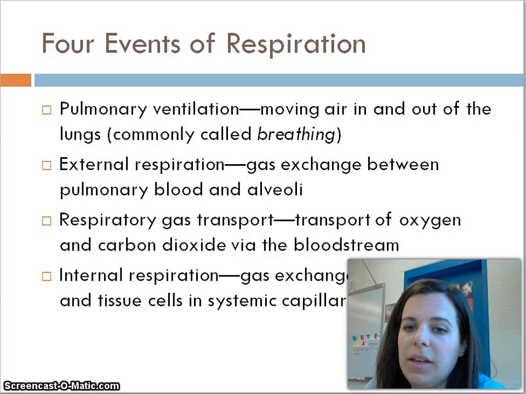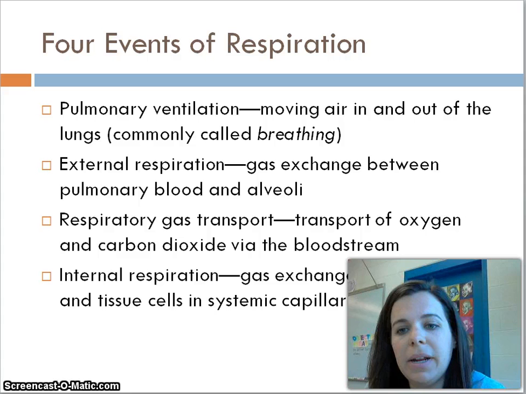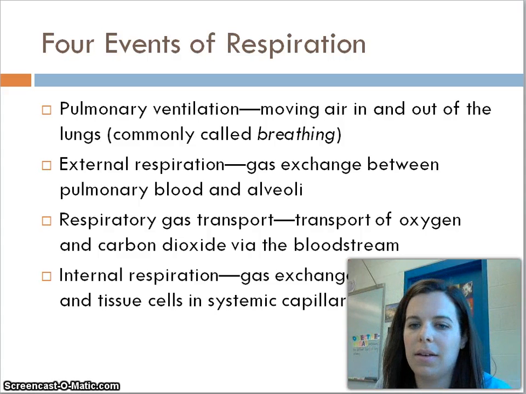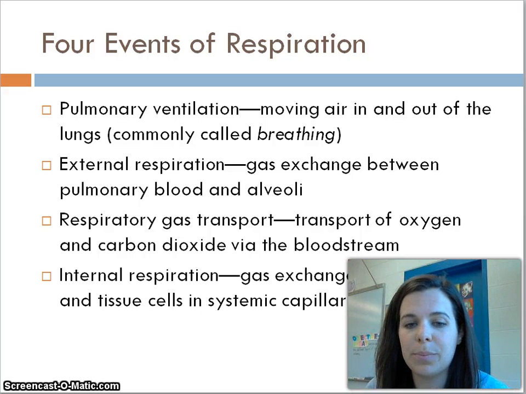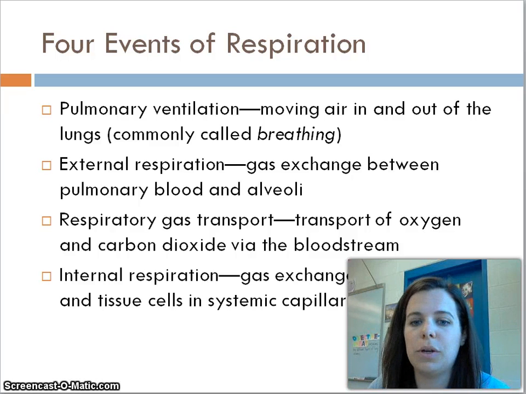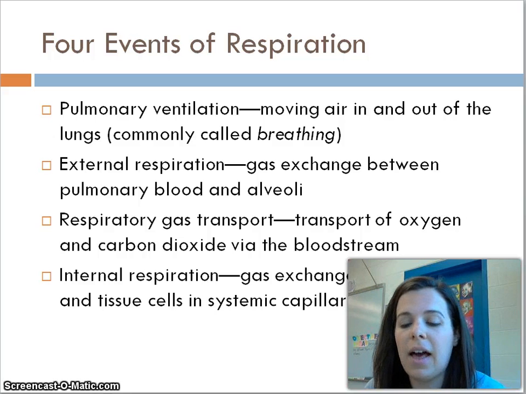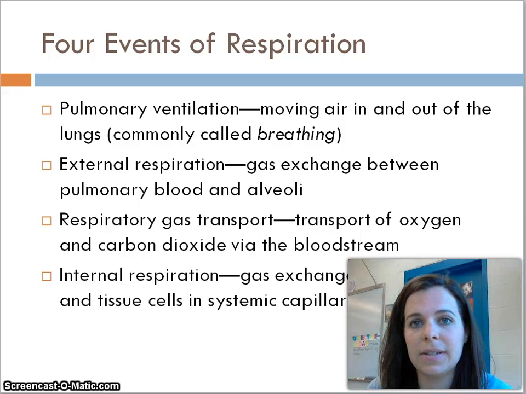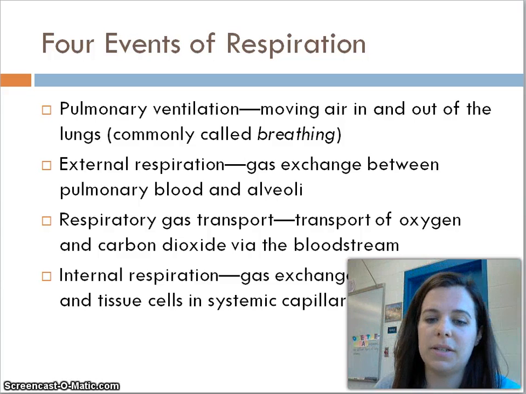Okay, so when you're breathing, you have four main events. You have your pulmonary ventilation, so that's what you would call breathing. Then you have the gas exchange between the pulmonary blood, the blood in the lungs, and the alveoli, which is your external respiration. Then that gas gets transported, so that's called respiratory gas transport, and that's via the bloodstream. So that's when the oxygen is actually going to your body tissues. And then finally you have internal respiration, which is when the oxygen from the blood goes into the tissue cells and the carbon dioxide from the tissues goes into the blood.